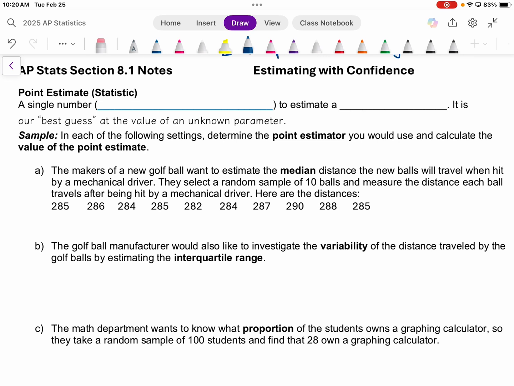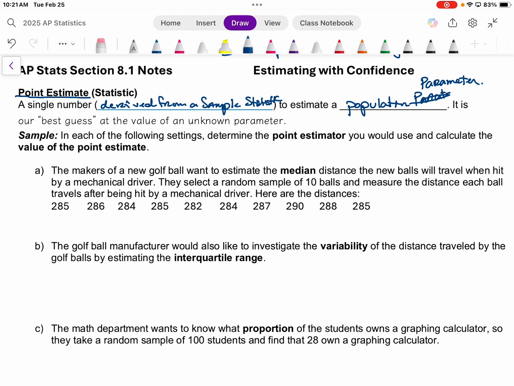So when we look at what is a point estimate, it is a single number. It is derived from a sample statistic to estimate a population parameter. So now that's just the general statement about what is a point estimate.